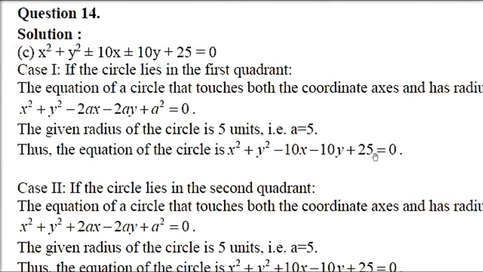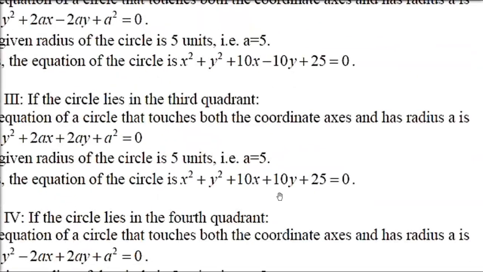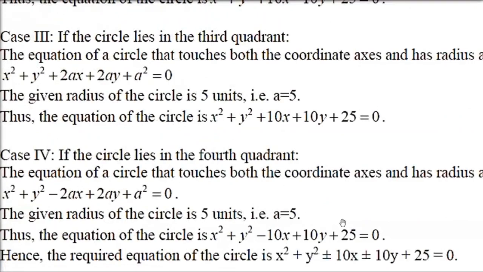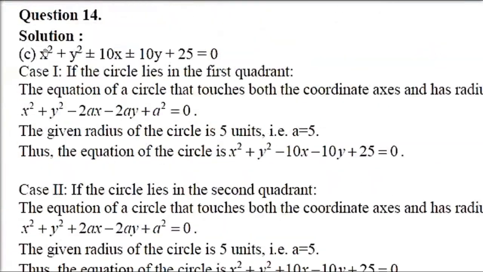So in all these, just put x minus h whole square plus y minus k whole square equals 5 square. Okay, h and k will vary: 5, 5; minus 5, minus 5; 5, minus 5; and minus 5, 5. So finally you can put it like this. Okay, C is the solution.